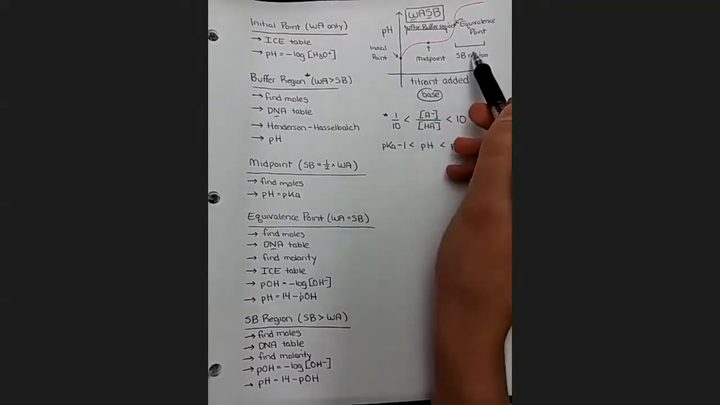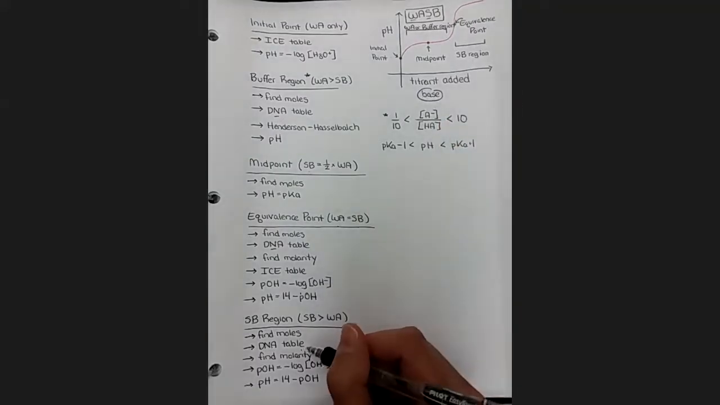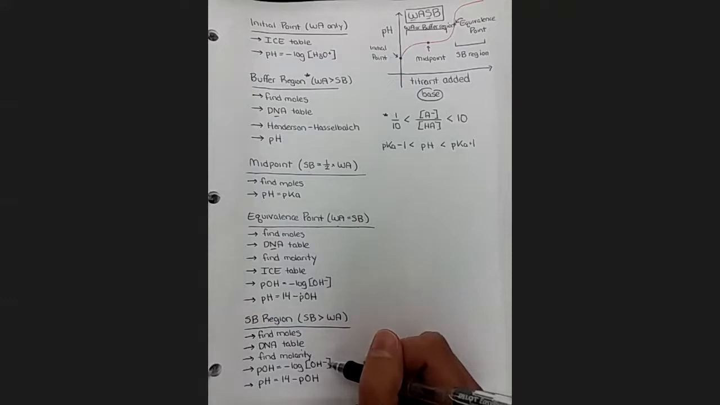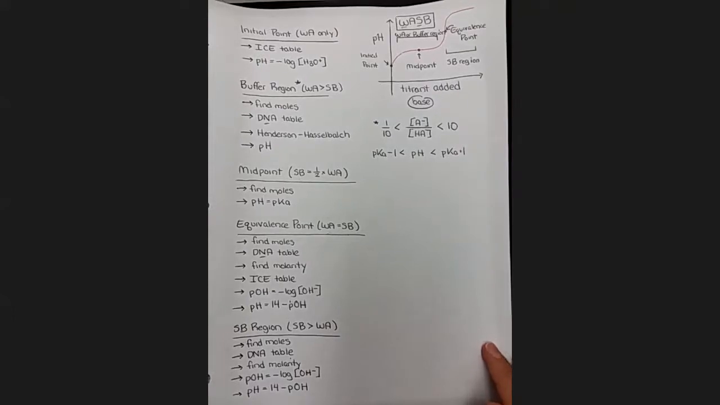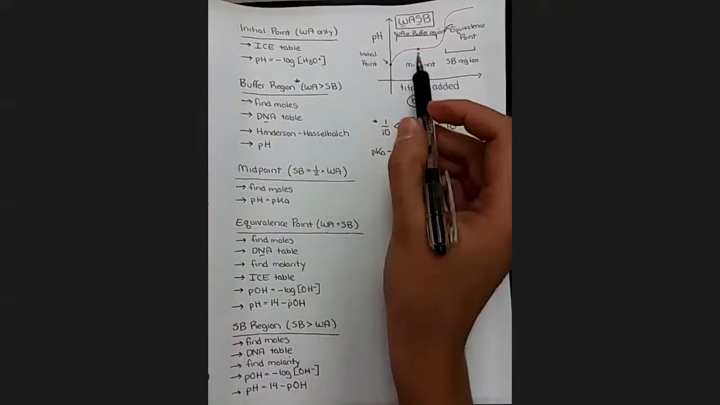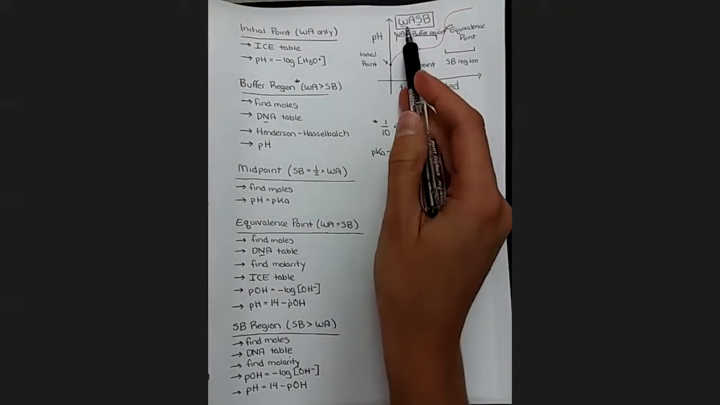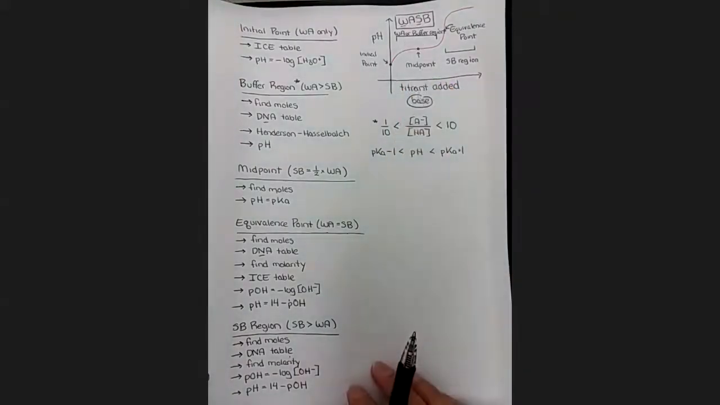And over here in the strong base region, we can assume that all of the strong base that's left overrules the weak base that's left and use a DNA table to find the pH. So these steps are a little bit different than the strong acid, strong base system, and definitely a little bit more difficult. If you were solving the opposite way, if you had a weak base and a strong acid, this process would be almost entirely the same.